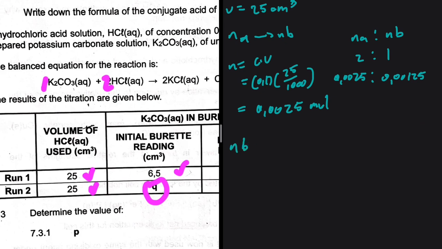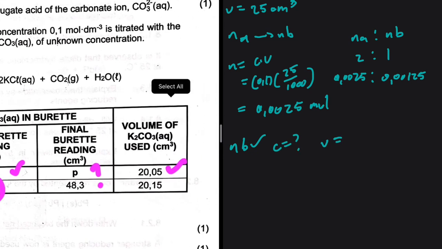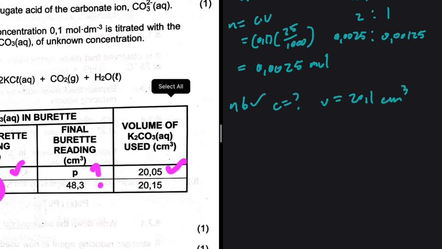We are looking for the concentration. Volume, we said that we're going to add the two and divide by 2. So 20.05 plus 20.15 divided by 2 gives 20.1. So I'm going to use a volume of 20.1. I'm going to find the average of the two.